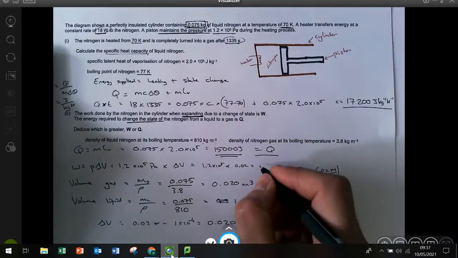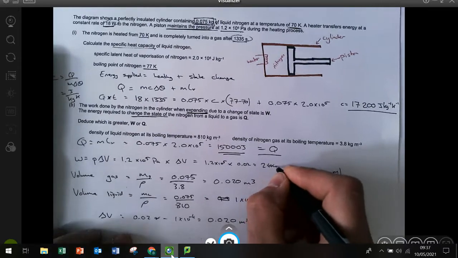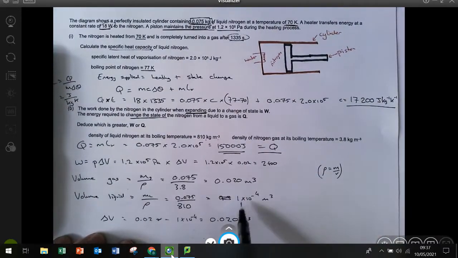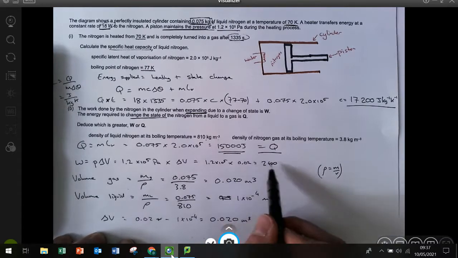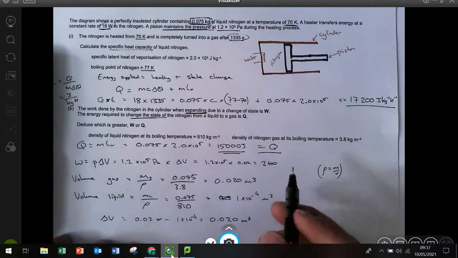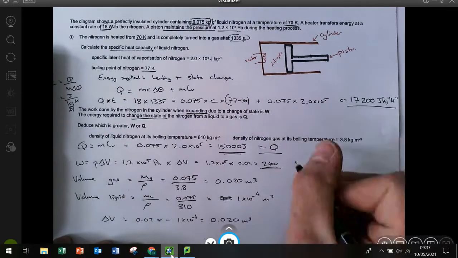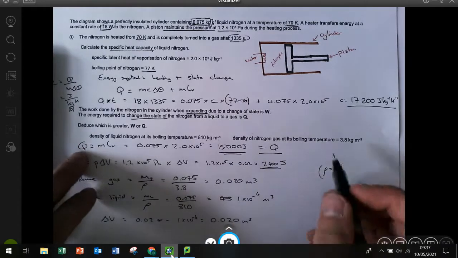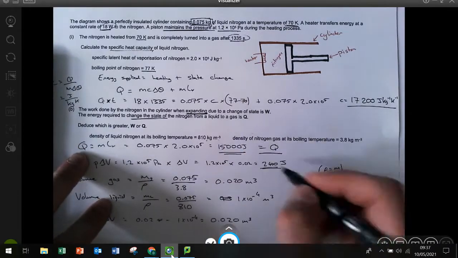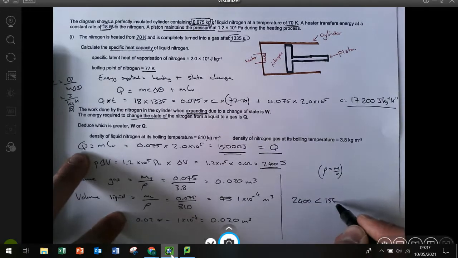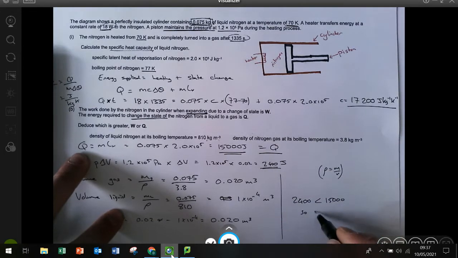And I get 2,400. Now, if you got a slightly different answer, that might be because of rounding. I have rounded a couple of times here, and I've also rounded here. It's actually 2388 when I did it. So you might have a slightly different answer. That's fine. So this is joules. What do we notice? W is a lot less than Q. So I'd write somewhere else, I'd say 2,400 is less than 15,000. So W is less than Q.